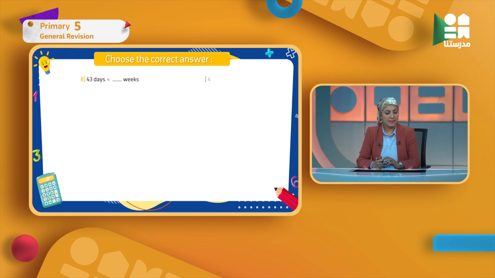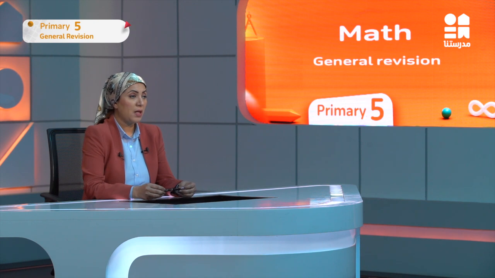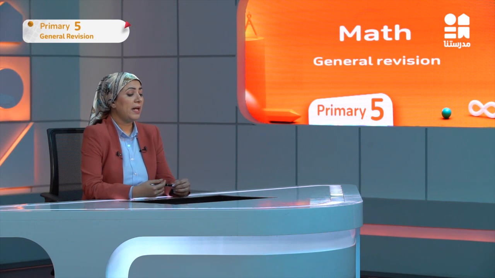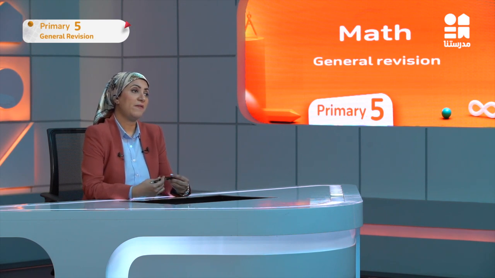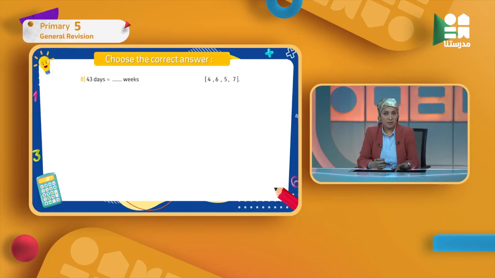Okay, question 8. 43 days is approximately how many weeks? I have the choices 4, 6, 5 and 7. How many days are in a week? Every week is made up of 7 days. Here I have 43 days. I will divide them by 7, long division, because I have nothing in table 7 that gives me 43. So it will be 6.14.